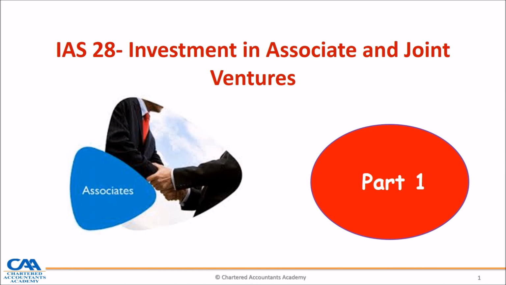So IAS 28 covers two types of investments: an investment in an associate as well as an investment in a joint venture. Before you watch this class, you need to have gone through IFRS 10 to determine control and understand the issues relating to power, and should have also covered IFRS 11, which is where joint ventures come from. For the accounting of those joint ventures, that's when you finally come to IAS 28.